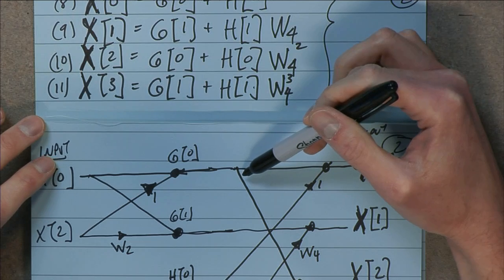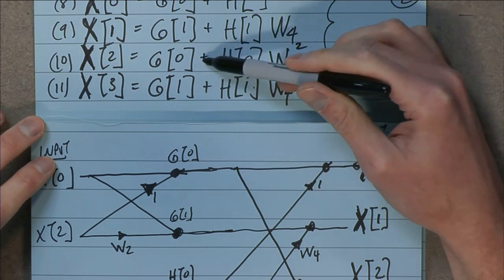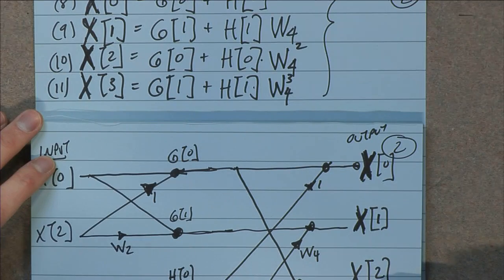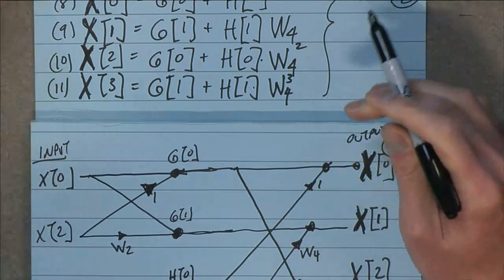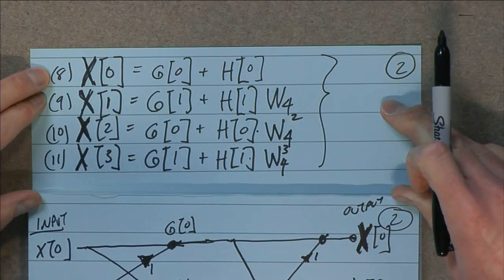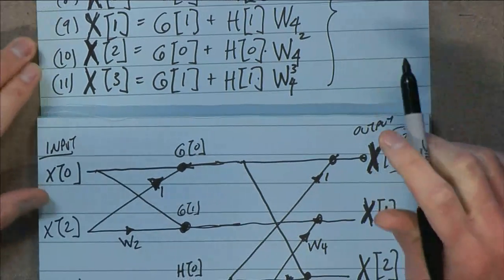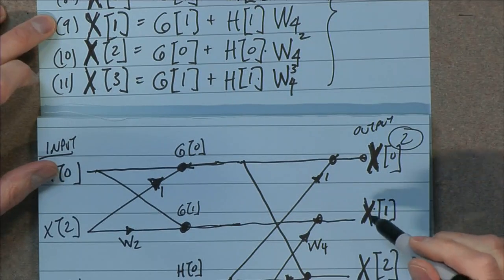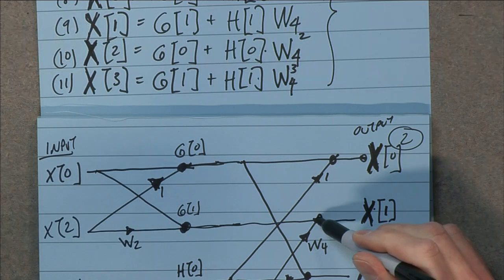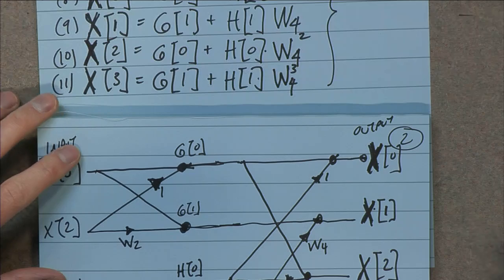Let's see, we want x2 should be g0 plus h0. I think this is right. At least that's what equation 10 is. You're looking at equation 9 though, g1 plus h1. So let's go back to that. g1, h1. I think that's right so far.